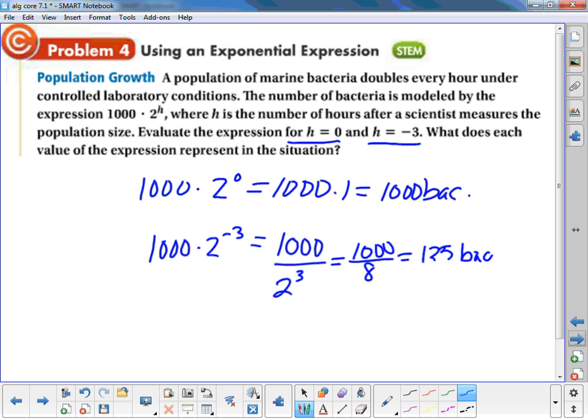And it says, kind of talk about what do those things mean. Well, t of 0, t to the 0, is at time 0. So when he just starts or she just starts this experiment, how many bacteria are in the jar or the petri dish or whatever, and it's 1,000. But then it says evaluate at t to the minus 3. That's 3 hours before we started the experiment. So if we were to look back 3 hours before the experiment started, we'd have 125 bacteria. Now, I don't know if that's possible because I don't know if they were in a container before that, but that is what that would mean.